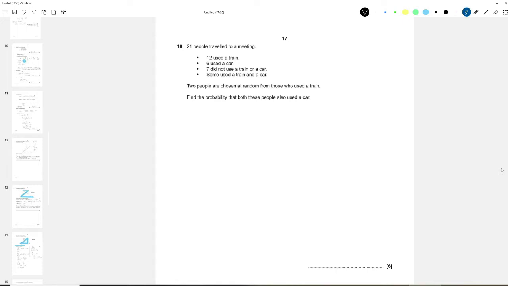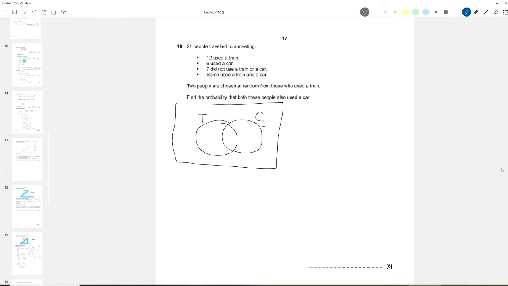So for this type of question, I would probably do a Venn diagram. A train and a car. 12 people use a train, so this circle should add up to 12. 6 people use a car, so this circle should add up to 6. And 7 did not use a car or a train, so 7 would be outside.